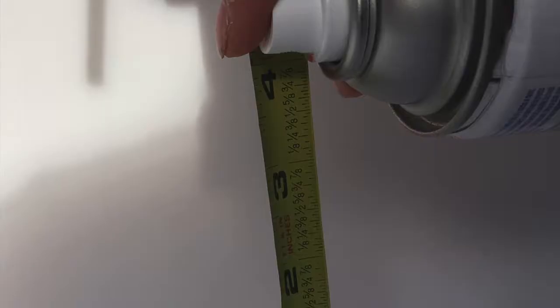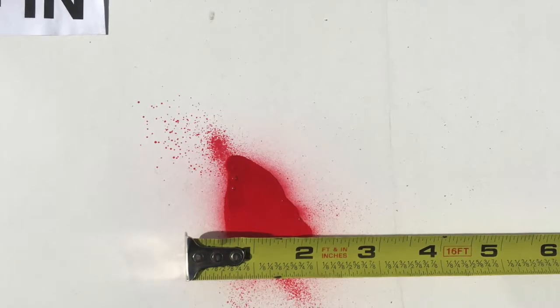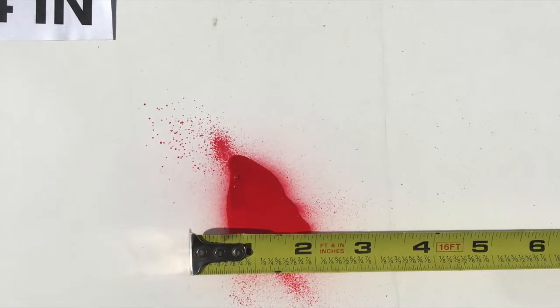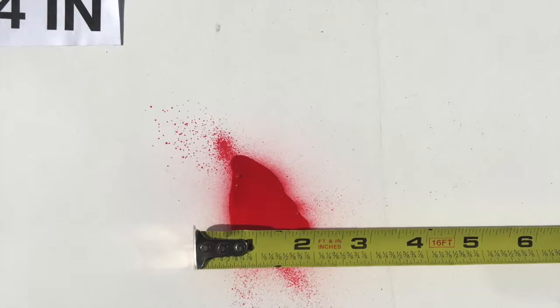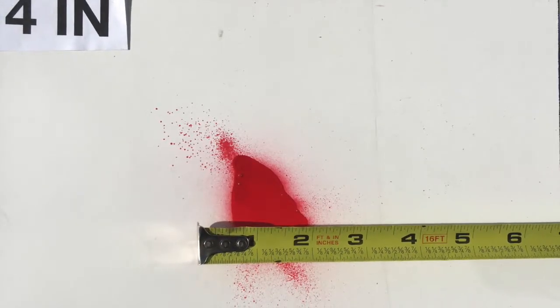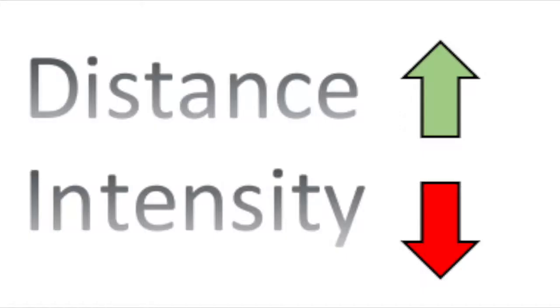So now what I'm going to do is move it back twice as far from my original distance, which will now be 4 inches, and spray some more paint onto the canvas. Now as you can see, when I moved back twice as far, my circle of paint is 4 times as large as the original one, but the intensity is less bright than the original one by 1/4. This is because the paint is dissipated over a larger part of the canvas.